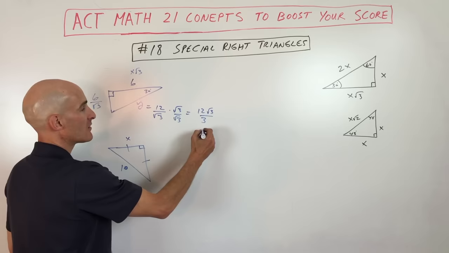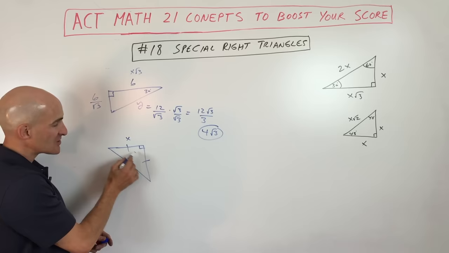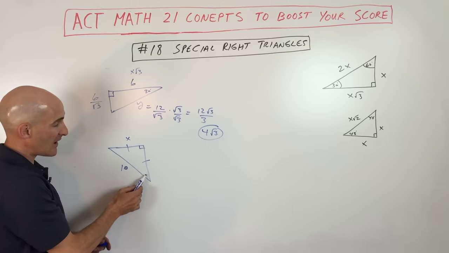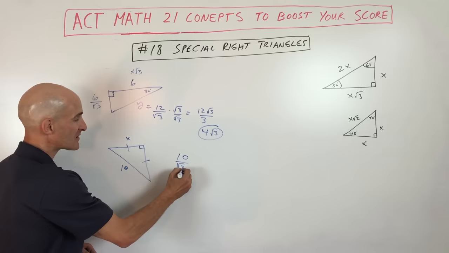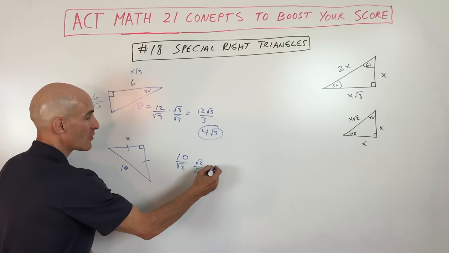This one, you see how these two sides are the same, and this is a right triangle? That tells us that this is a 45-45-90 triangle. They're giving us the hypotenuse 10, so we have to divide by the square root of 2 to get back to the leg. So if we rationalize again for this one, we get 10 square root of 2 over 2. The 10 and the 2 reduce, and we just get 5 square root of 2.